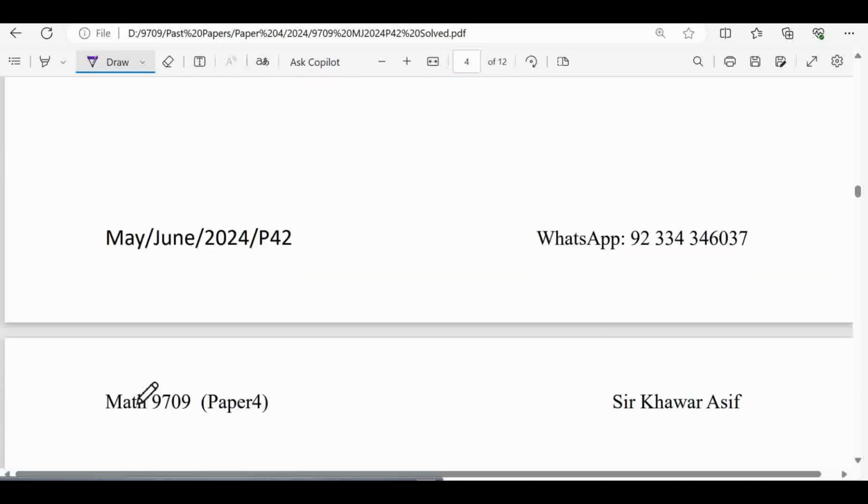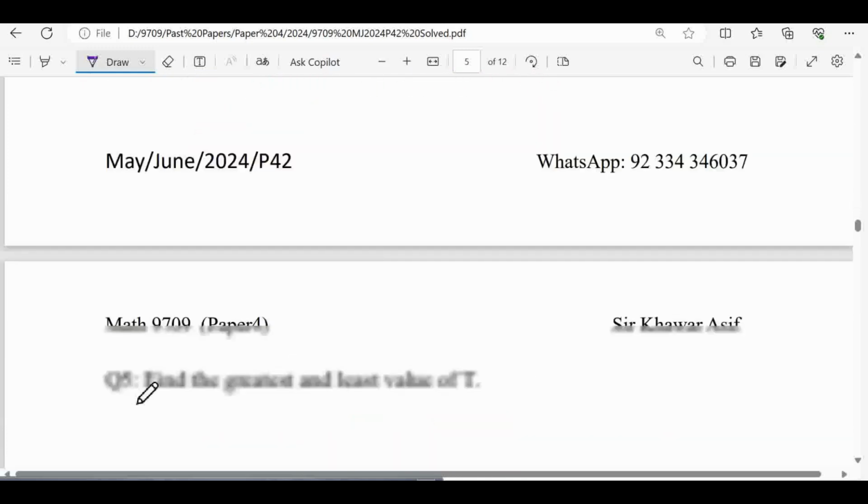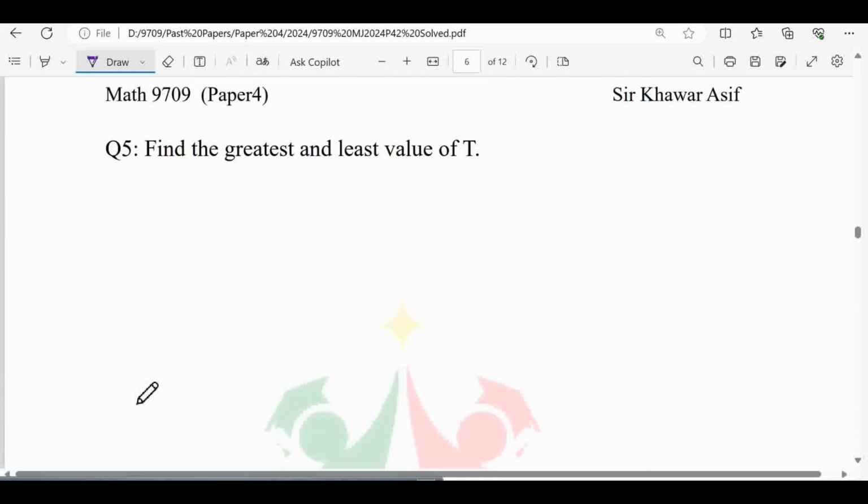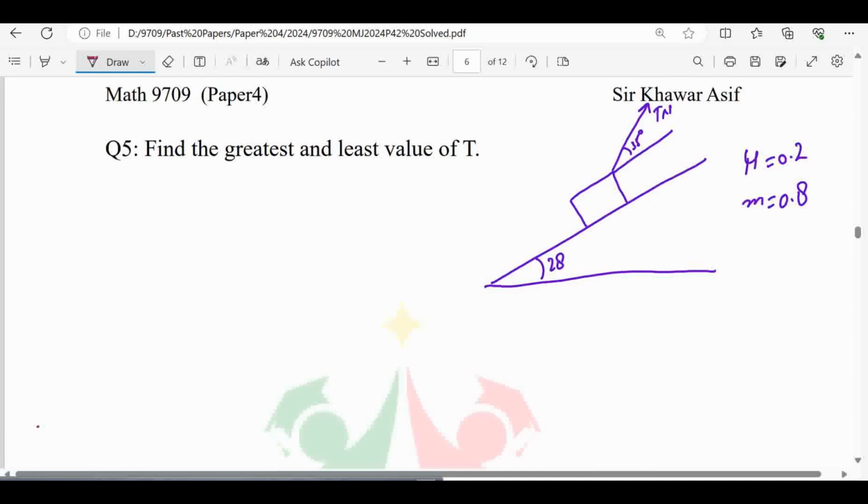Let's move to the next question. Question number 5. Find the greatest and least value of T. Now here the diagram is given to us, and we have to find the greatest and the least value. Let's see the first portion, that is for the greatest value. What will be the equation?